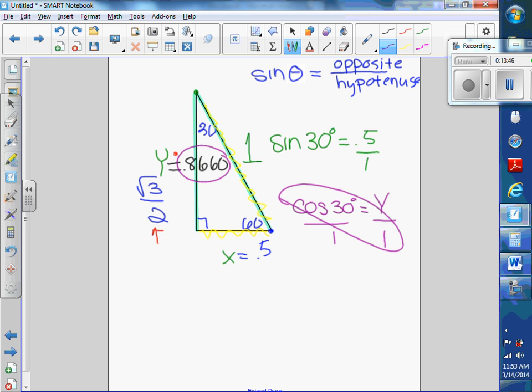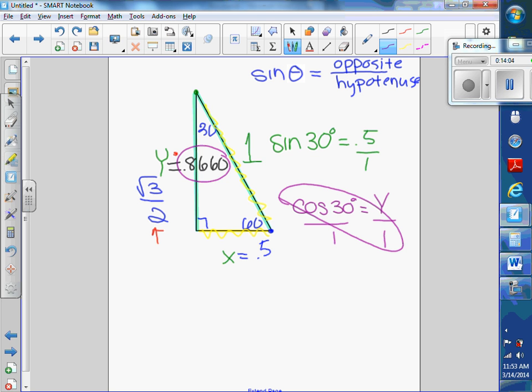Kenneth: So, no matter what the distance of the leg or the hypotenuse, it's always going to be 0.5 if the angle is 30? Because the triangles are similar.